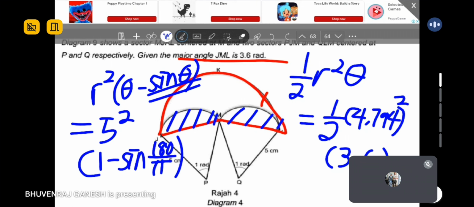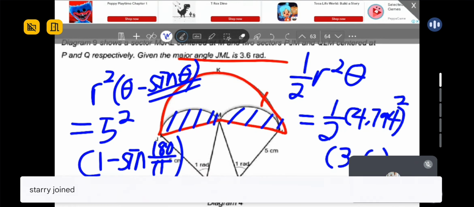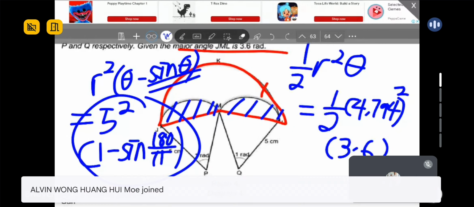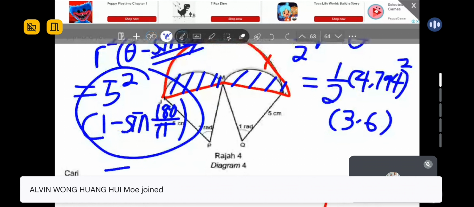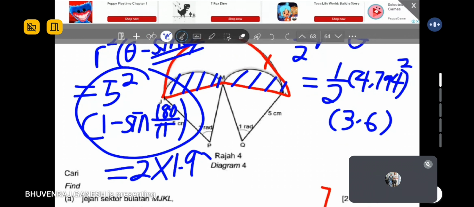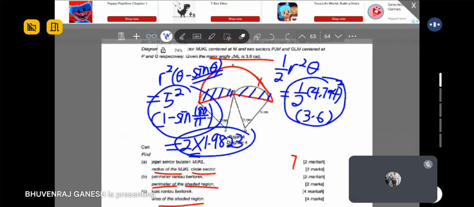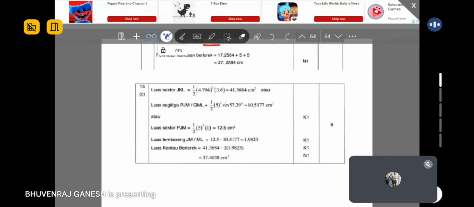Remember guys, sin theta, theta tu kena dalam darjah. It must be in degree. So kena convert radian kepada darjah. Sin theta, cos theta, tangent theta, theta always in degree, darjah. So then just press calculator. Your answer should get 2 times 1.983. Sorry. This is your answer for just now. Then ambil this one minus this one. Besar minus kecil. Okay guys, do you understand? Boleh faham? So this is the working.